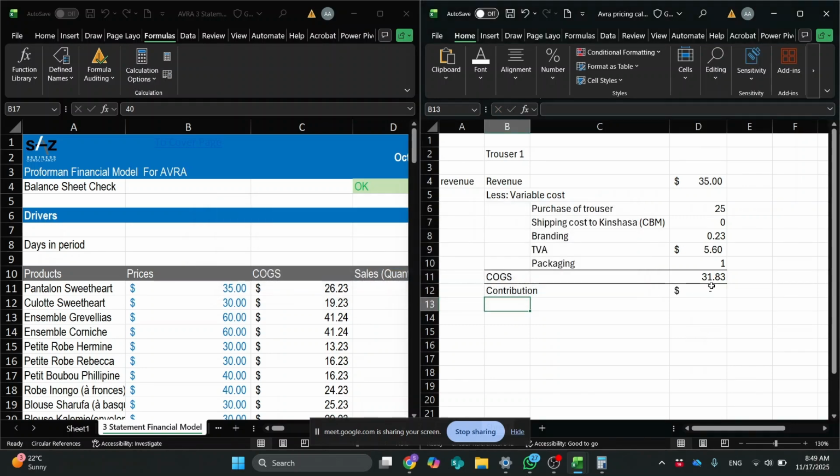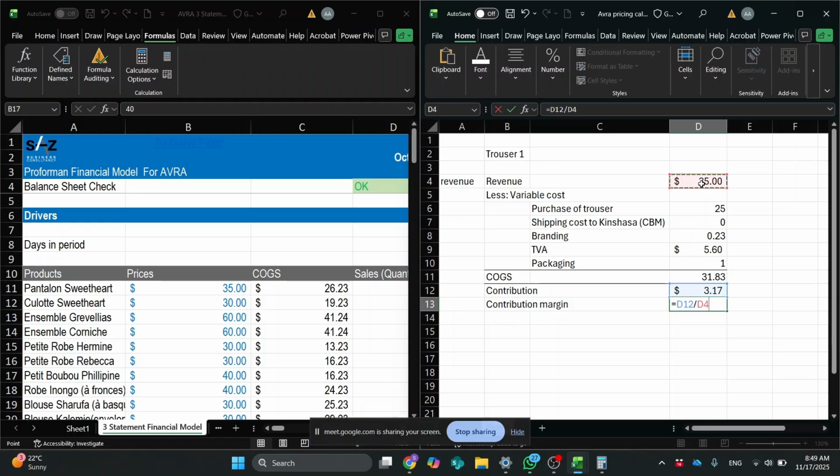Equals to this less this. Now this is how much we are left with. For our contribution margin, this is what basically this product contributes to the fixed cost. Our contribution margin is actually this divided by this. So you have a 9%.